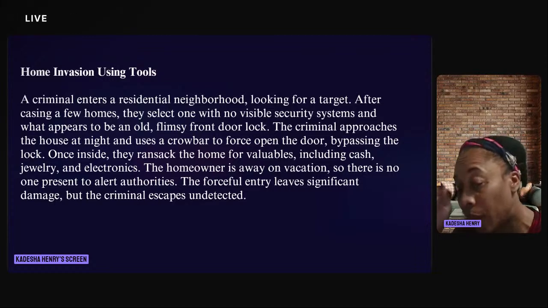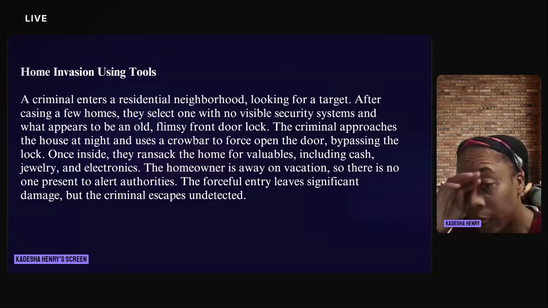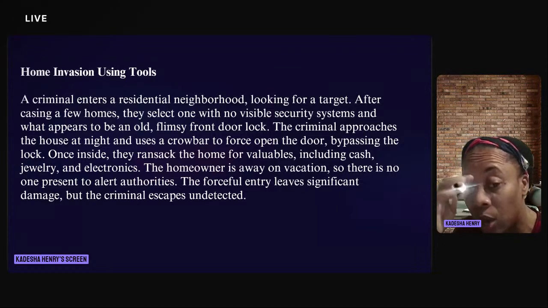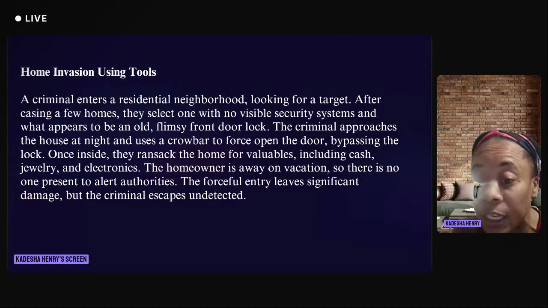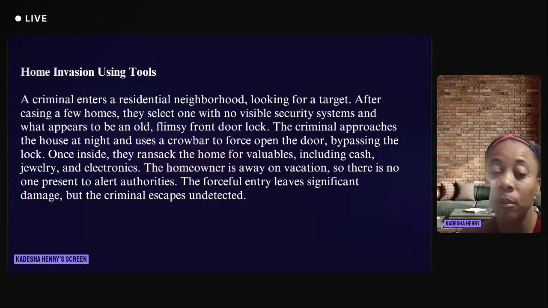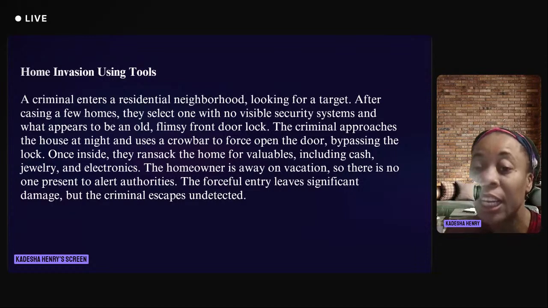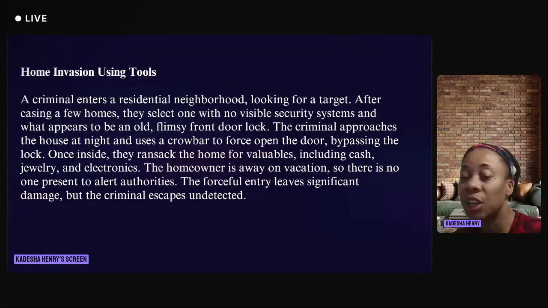The homeowner is away on vacation, so there is no one present to alert authorities. The forceful entrance leaves significant damage, but the criminal escapes undetected because they bypassed the security.